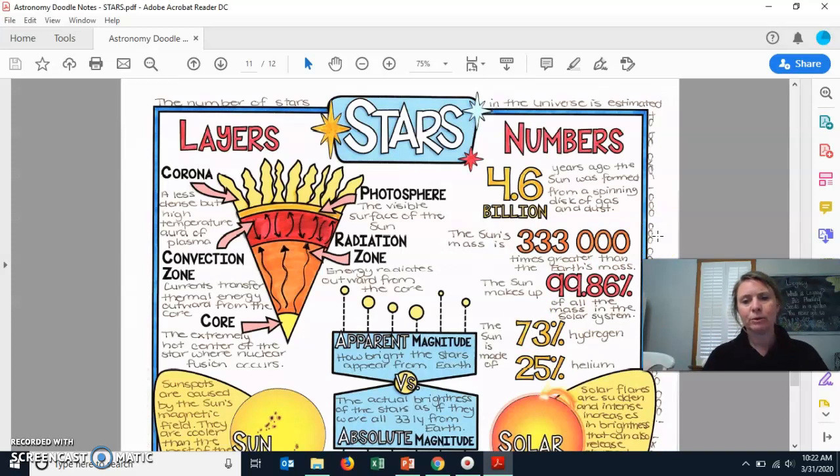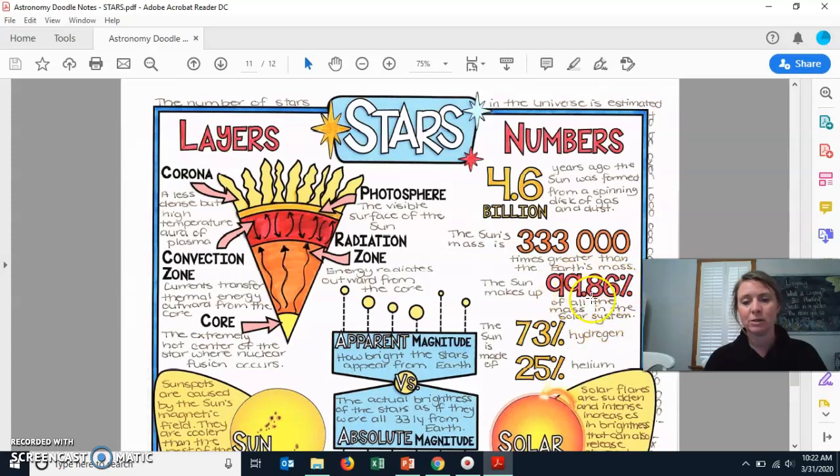4.6 billion years ago, the sun was formed from a spinning disk of gas and dust. The sun's mass is 330,000 times greater than that of the Earth's mass. Super, super large. And the sun is made up of 99.89% of all the mass in our solar system.